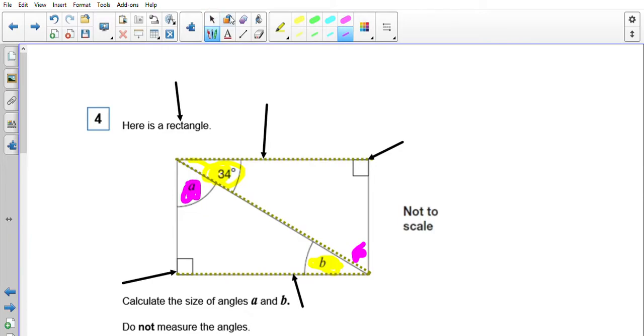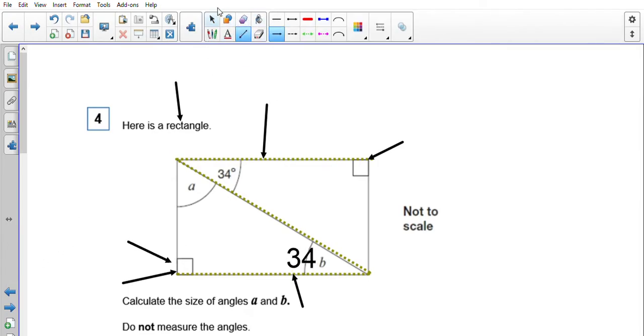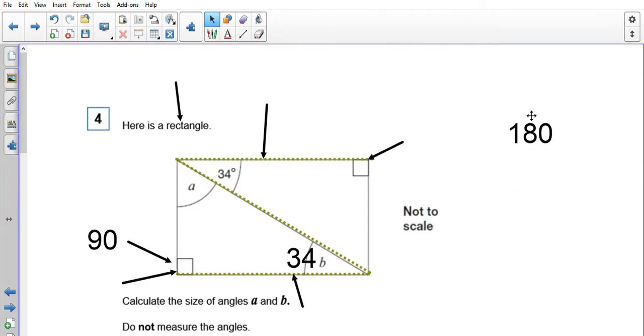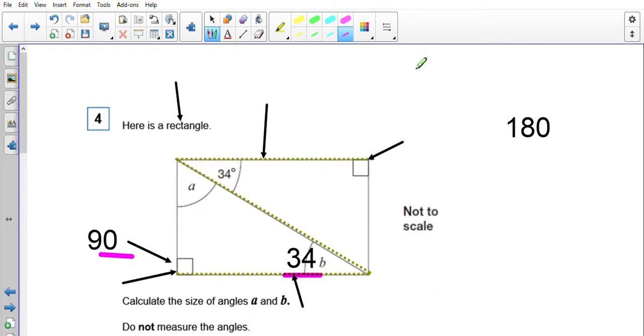So what is going to help me for this one? Okay, well, let's get rid of this. If I now know that B is 34 degrees, I know that here this is 90 degrees because it's demarked as a right angle, and I know that the internal angles of a triangle have to add up to 180 degrees. So if I add up my right angle and I add that to my angle B, 34 degrees, I get 124 degrees. Now all I need to do is 180 subtract 124, which will give me angle A, which gives me 56 degrees.